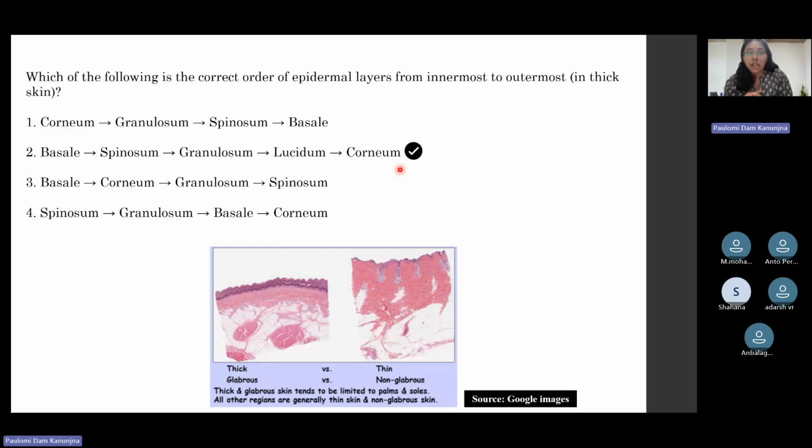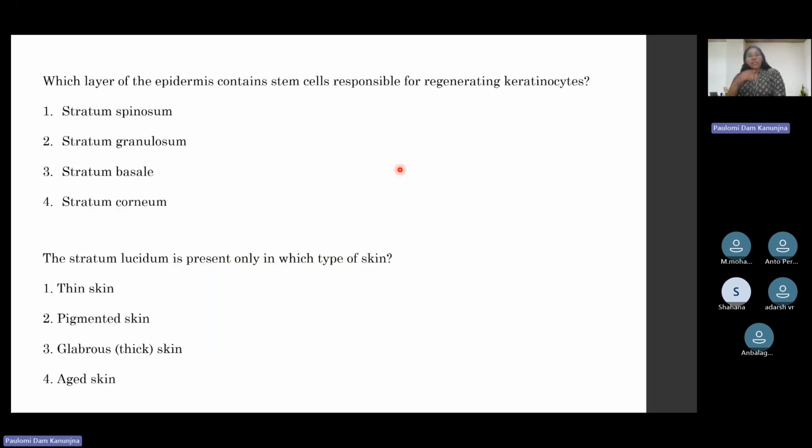Okay, now more on layers of the skin. First question: which layer of the epidermis contains stem cells responsible for regenerating keratinocytes? So where do you see the regenerating keratinocytes? And the second one says stratum lucidum is present in which type of skin? Part of it is something we have discussed.